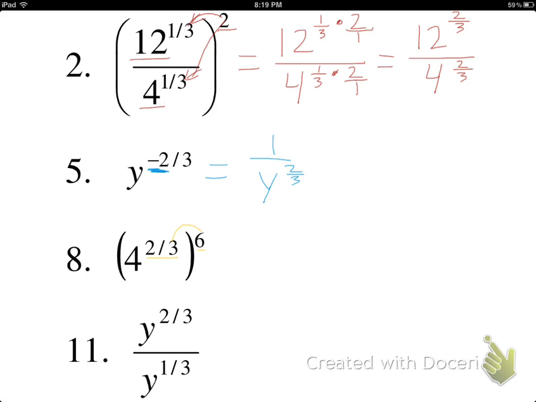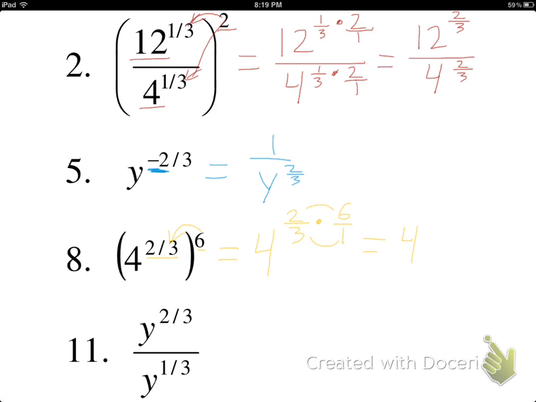And it's that easy. When we have an exponent on the outside, we take it through and multiply it, similar to what we did on number 2. However, this time, we don't have anything in the bottom. We don't have a denominator. So it's just really easy. 4 to the 2/3 times 6. We can put that over 1. Multiply the top.